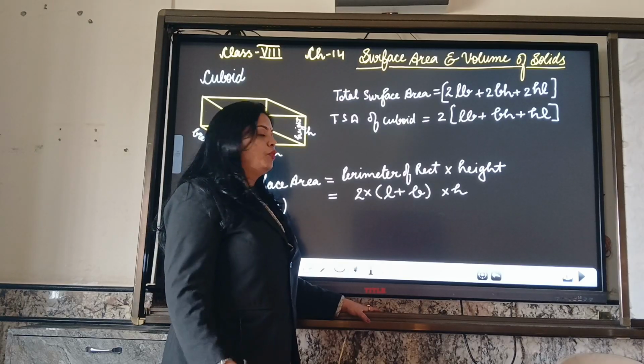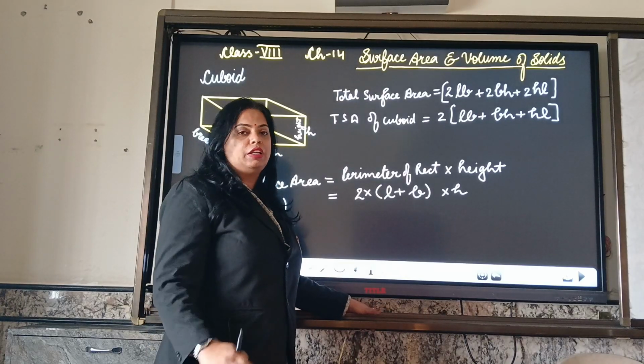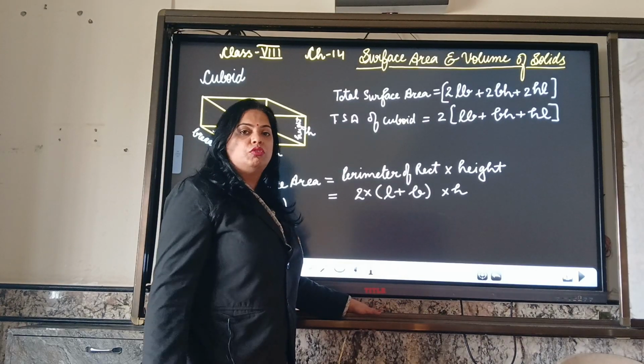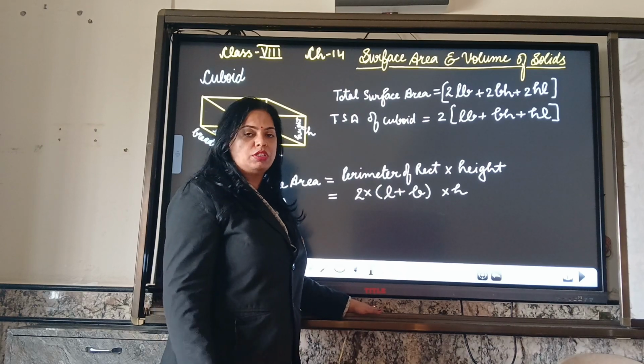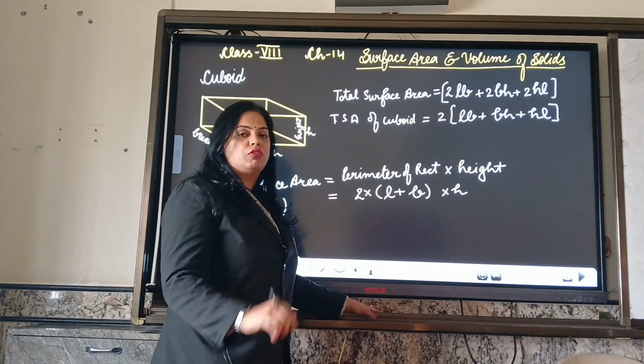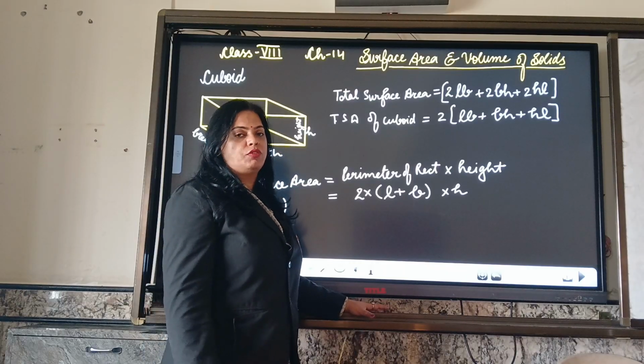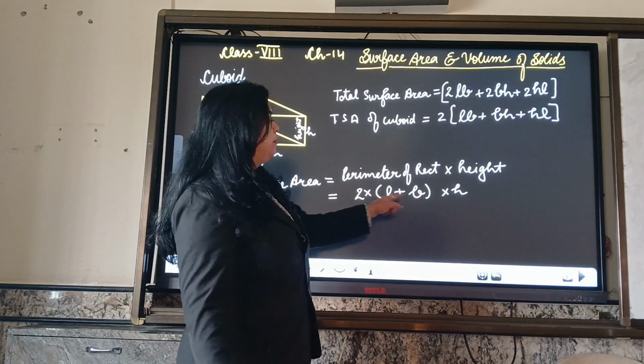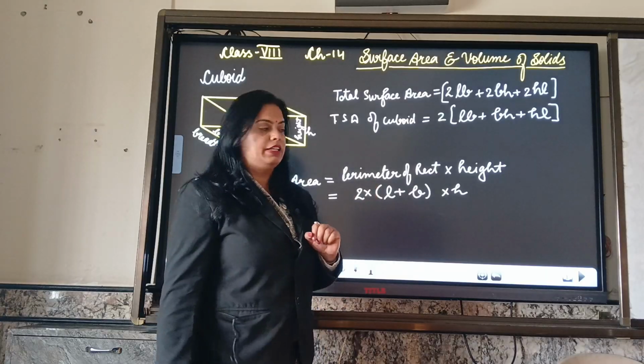Ravi wants to paint a cabinet, but he doesn't want to paint the roof or ceiling part of the box, and on the floor he will paste one paper. So he wishes to paint all around the lateral surface area. What would it be? You will directly apply 2 into (L plus B) multiplied by height.